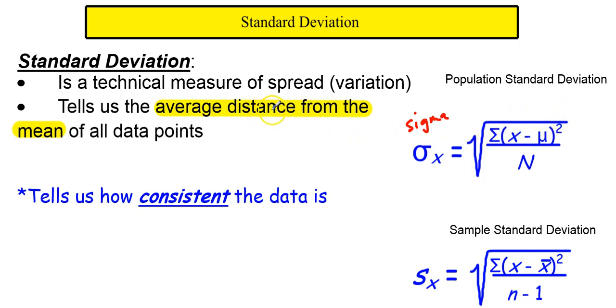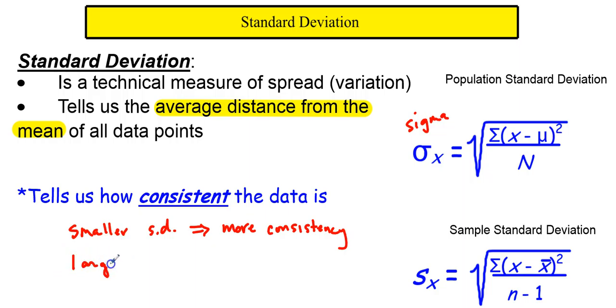But generally, standard deviation is going to give us the average distance from the mean of all the data points, and it tells us about the consistency of the data. Smaller standard deviations mean more consistency in our data. So our data points are closer together, they're bunched together. Larger standard deviation tells us that our data points are more spread out and they are less consistent.